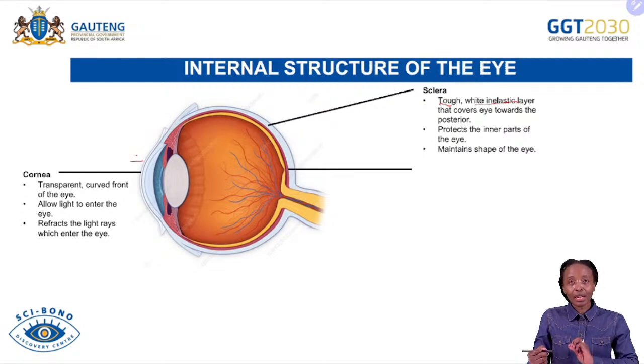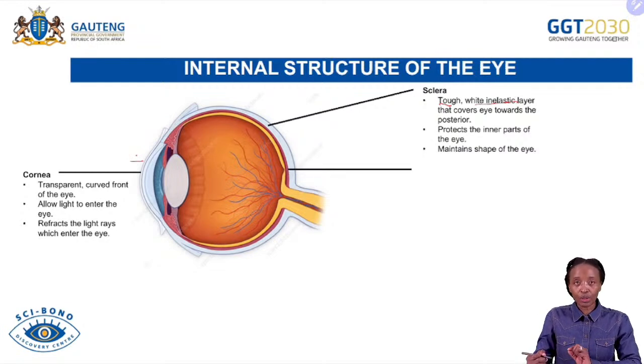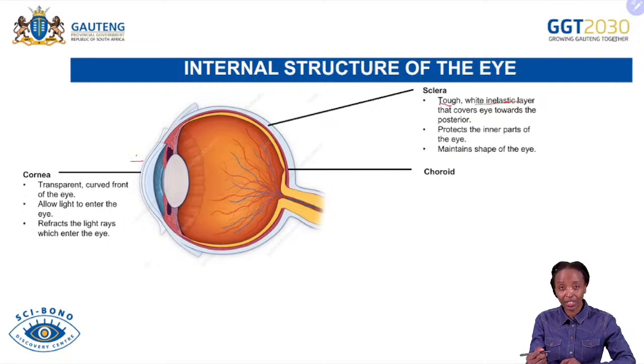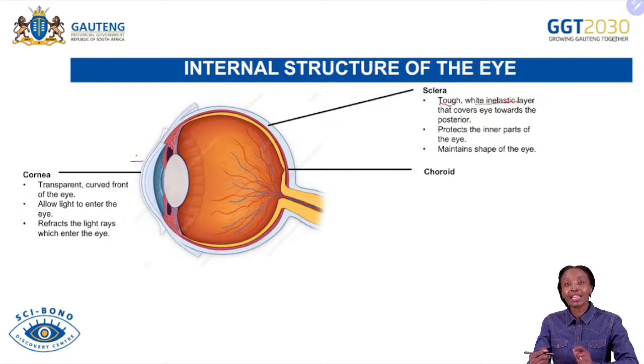Then we have the middle layer, which is called the choroid. Remember, this is called the choroid. It is different from the chorion that you find in the developing fetus. Remember when you did human reproduction, when you were looking at the fetus, there's a structure in the developing fetus called the chorion. That is different from this. So do not mix the two when you study the eye and when you study human reproduction.